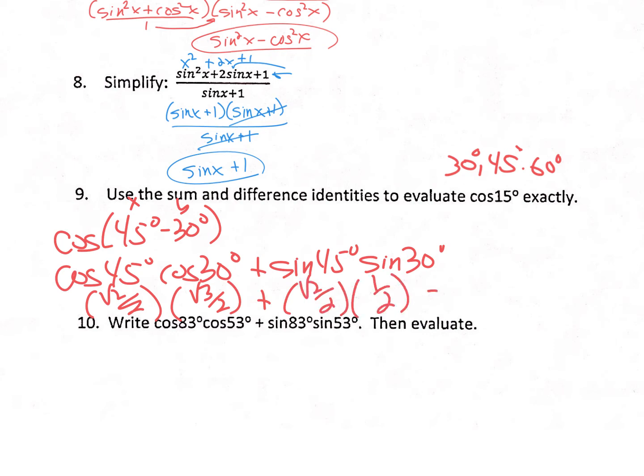So what that gives me is square root of 6 and square root of 2, and both fractions have 2 times 2 on the bottom, which is just 4. And remember, we got that answer a whole lot the other day. Quite a bit. All right, number 10.